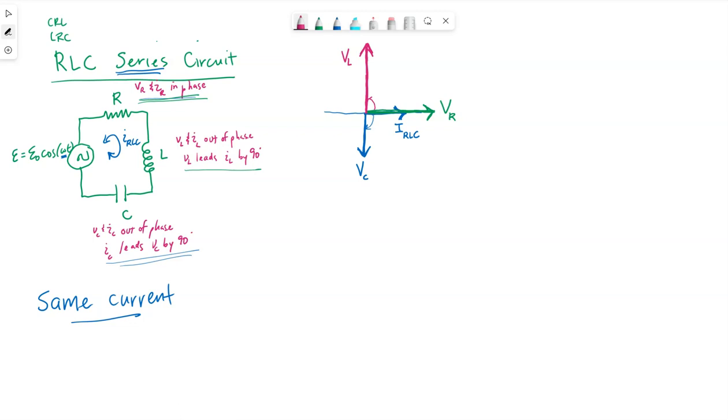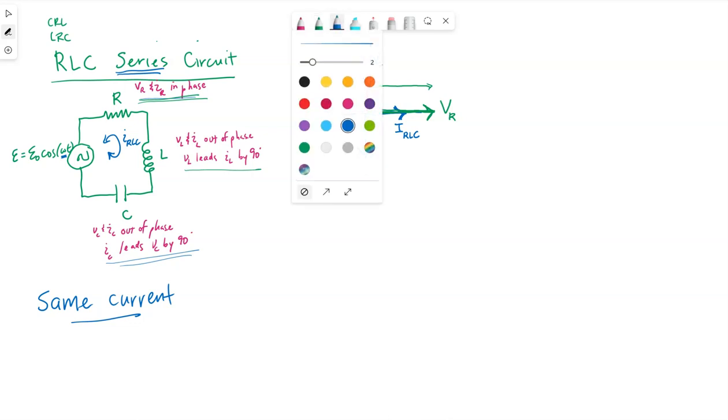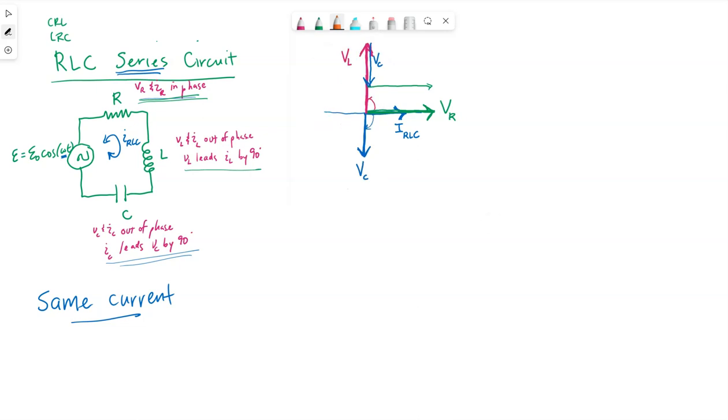Okay, so VL and VC, if we add head to tail, we end up just coming back VC like this, and then adding VR coming out here. Our resulting vector is right here. So this is just tip to tail vector addition. The length of this represents the maximum source voltage.